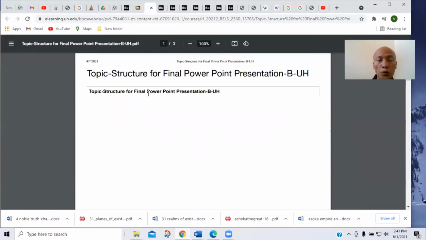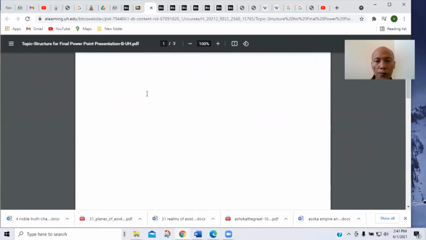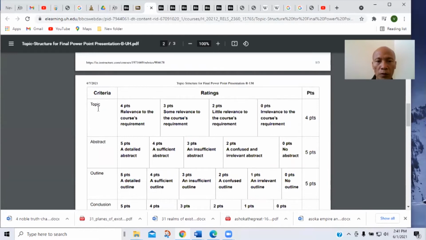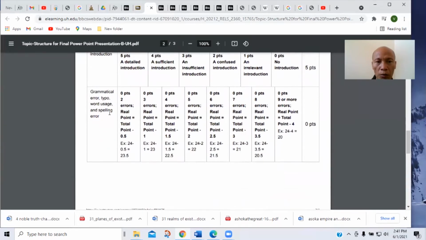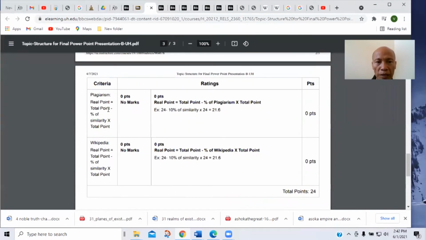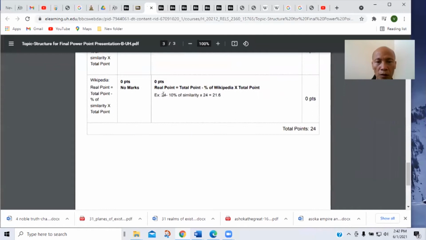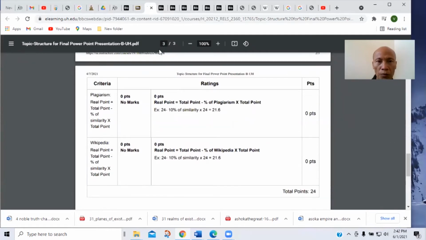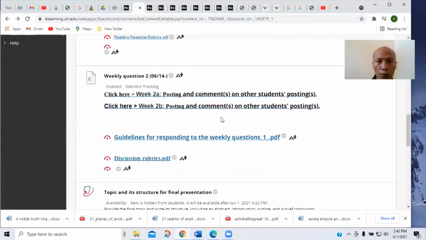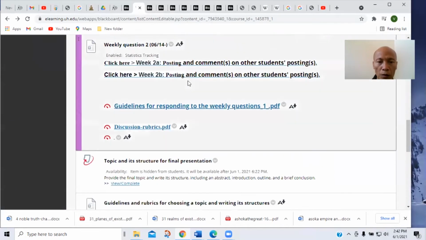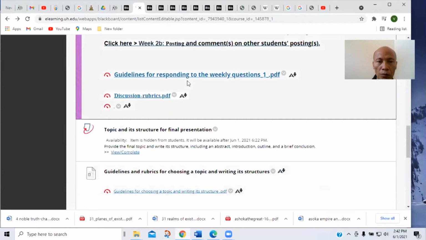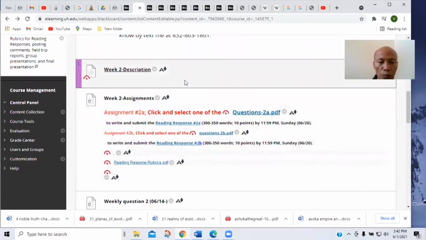The rubrics are based upon this to give you the rating, to see whether you have a good, relevant topic or not. So you should have an abstract, outline, conclusion, introduction, and check for grammatical errors, typos, plagiarism, and Wikipedia copying. That may take away your points. So in total you have 24 points for the topic and the structure. Okay, so that is the assignment for this week, and let us move on to the weekly description.